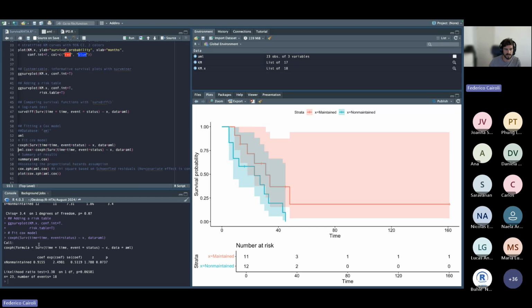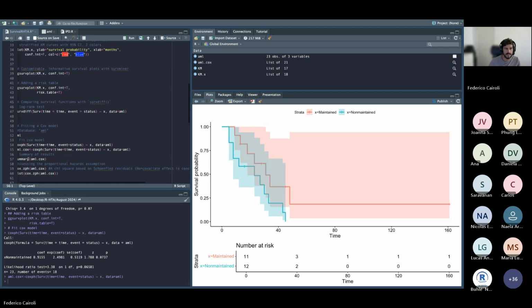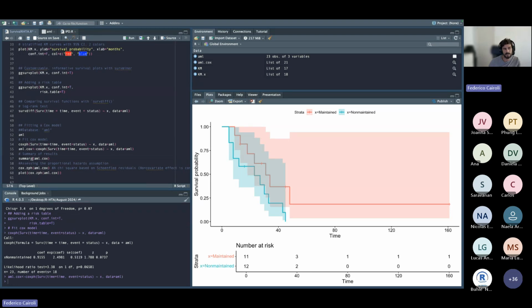You obtain this specific output, but we can obtain more detail, including all this information, if we create an object. In this case, I just put this name of aml.cox. Here, we are putting the same code as here, but we are just assigning this function to an object. And then we use summary, and between parentheses, the object with the Cox model.